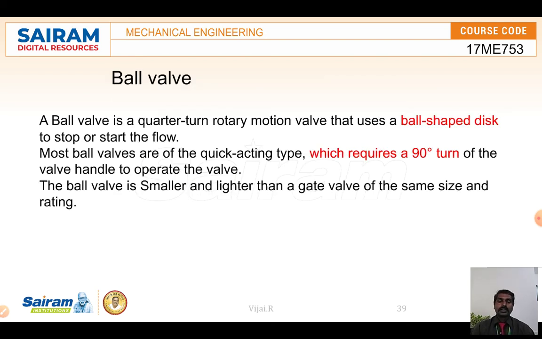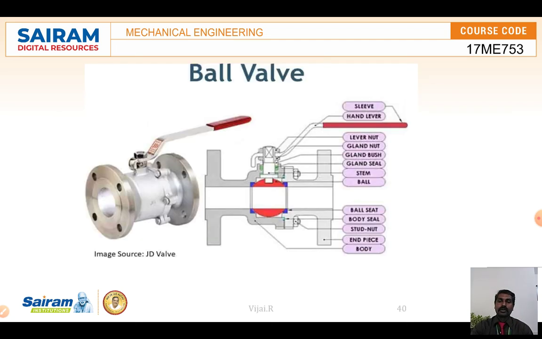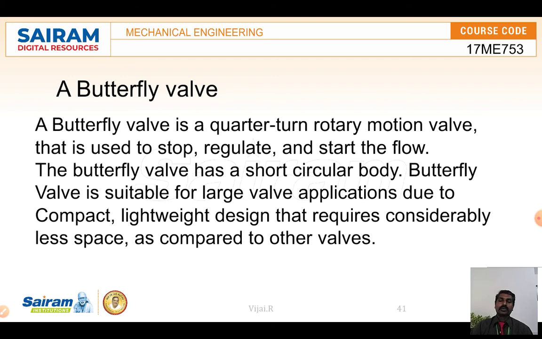A ball valve has just a ball-shaped disc in it. Mostly it requires a 90-degree turn for hand operation. This is called a ball valve, where a ball-like structure inside operates. When the handle is parallel to the flow, it allows the liquid to move in the next direction. When it is rotated 90 degrees and the handle is perpendicular to the axis of the flow, the ball is rotated and locks the passage.